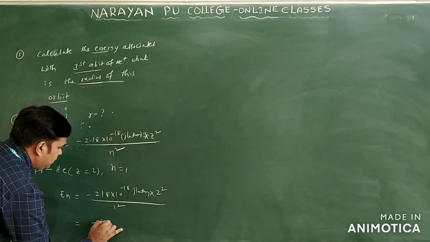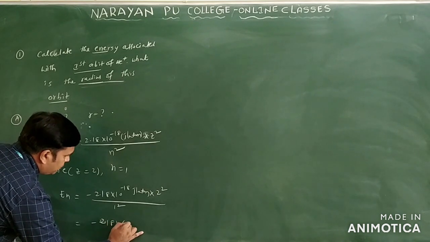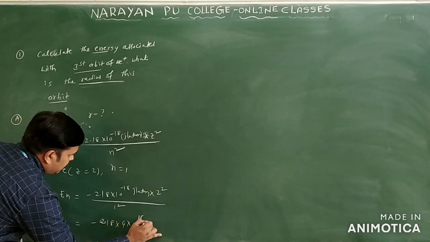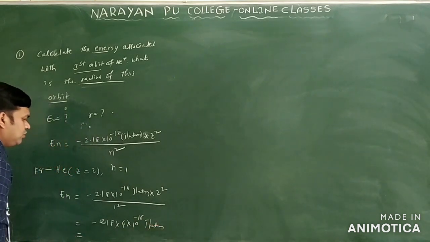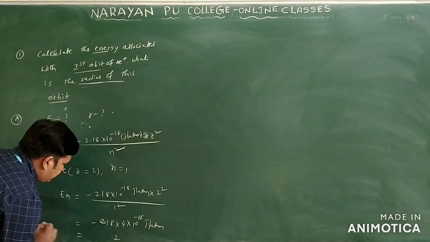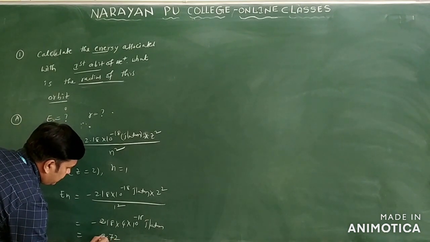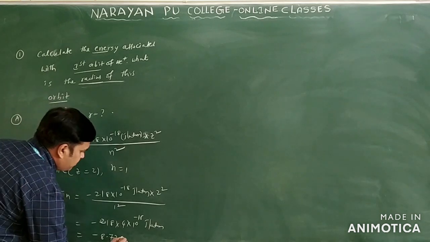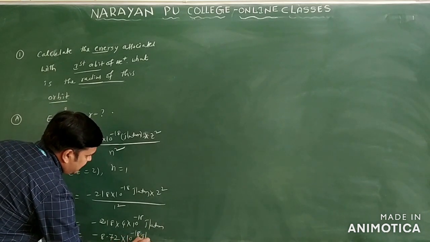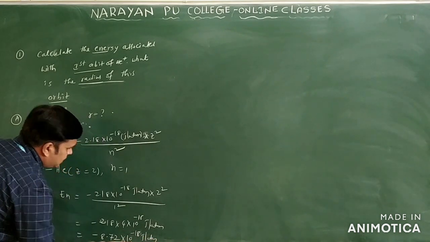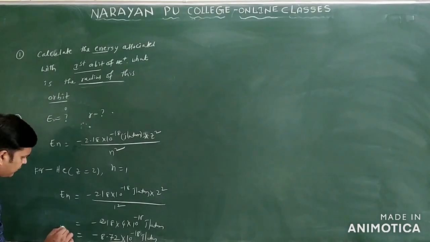Now you can multiply this one: minus 2.18 into 2 square, which is 4, into 10 power minus 18 joule per atom. Multiply this, how much will you get? You will get minus 8.72 into 10 power minus 18 joule per atom. This is the energy.